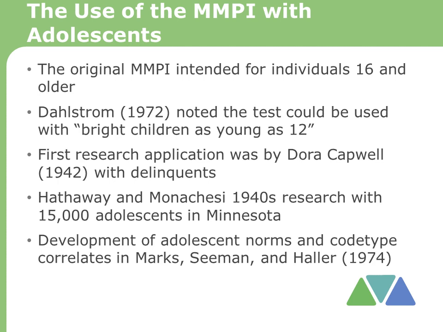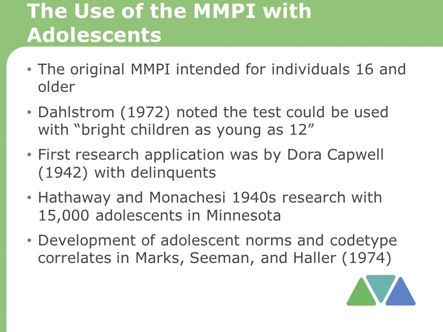Adolescents have always been involved in one way or another with the original MMPI. It was originally intended for adults, but that was defined as people who were age 16 or older. Dahlstrom, in his Volume 1 of the MMPI Handbook, noted that the test could be used with adolescents as young as age 12 who were bright. And that actually has remained the advice for the ensuing 50 years.